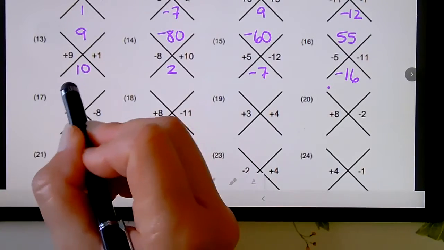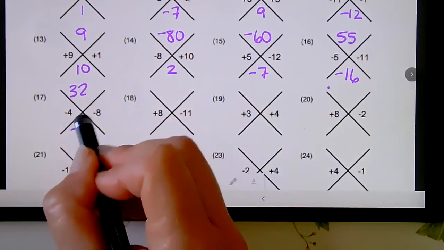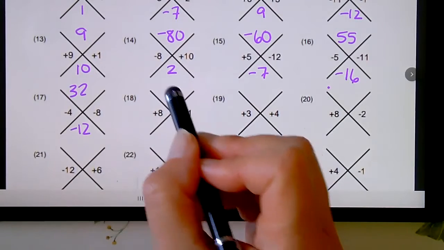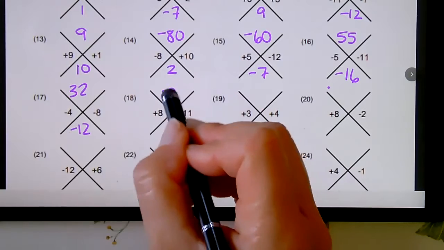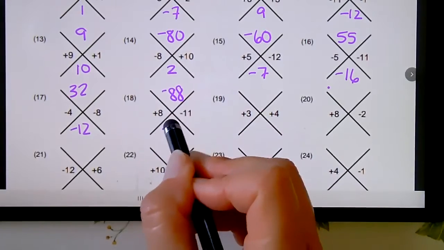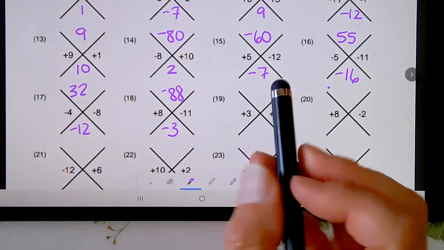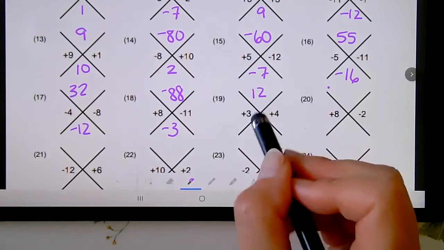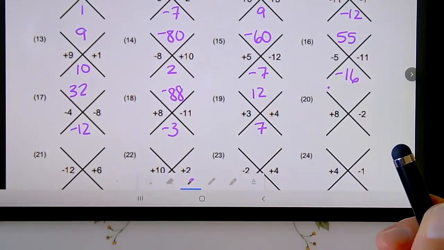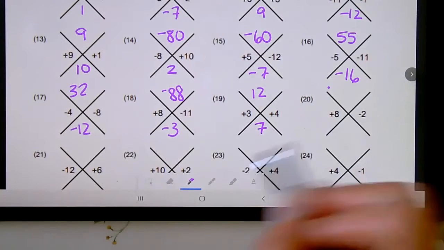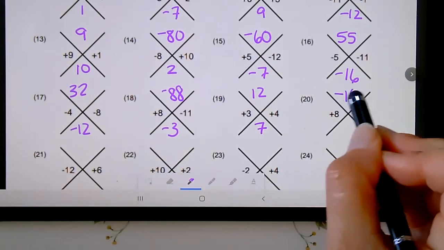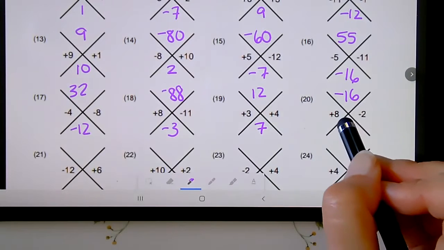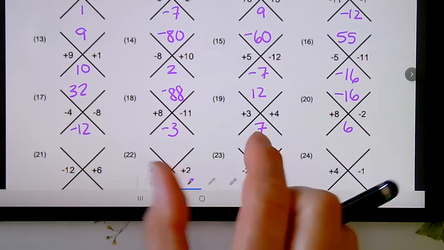-4 and -8, multiply to 32, add to -12. 8 and -11, multiply to -88 and add to -3. 3 and 4, multiply to +12 and add to +7. 8 and -2, multiply to -16 and add to +6.